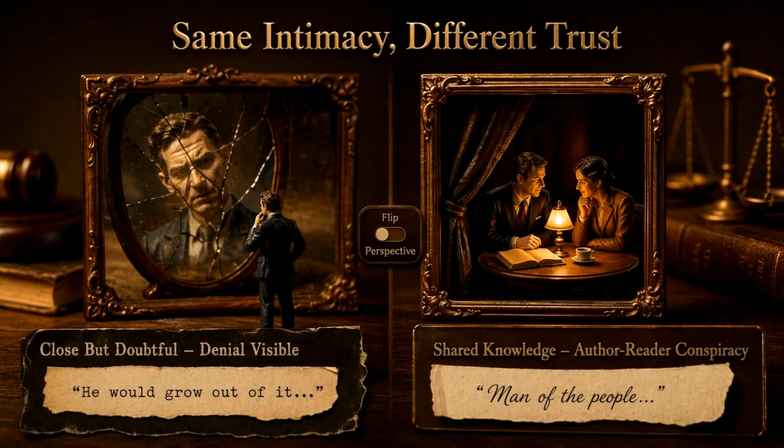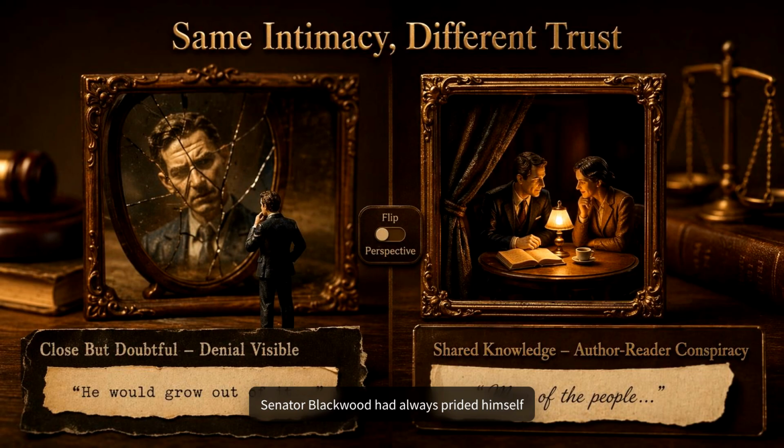Consider this example. Senator Blackwood had always prided himself on his connection to ordinary people. Sure, his 4 homes and private jet created some distance, but at heart, he remained a man of the people. The real people. The ones who mattered. The narrator presents Blackwood completely straight. The irony emerges from the juxtaposition, and the joke belongs to the author and the reader.